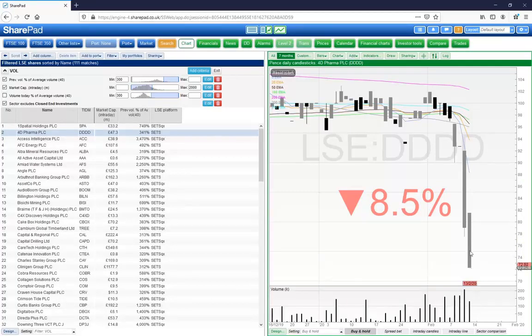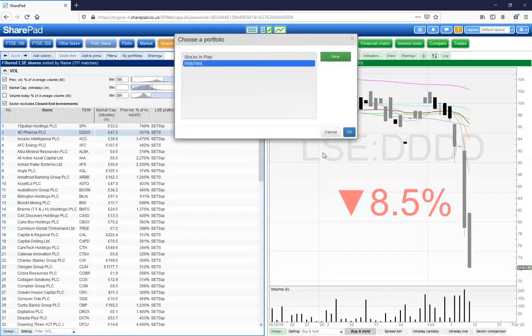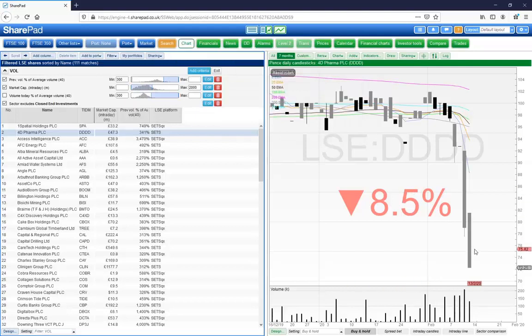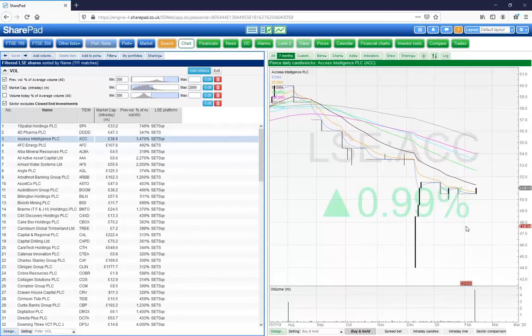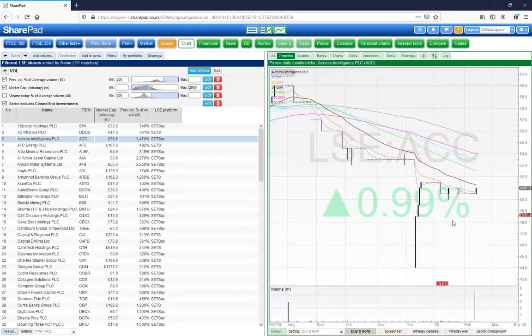Now, I don't know too much about this stock yet, but what I would do is add it to the watch list so I can keep a tab of that stock. Press space again, access intelligence. So we got some seriously big volume yesterday, but the price didn't move. So that could be a fund transferring, or it could be a bed and ISA. It doesn't really look too significant, and it doesn't really look like a volatile stock.